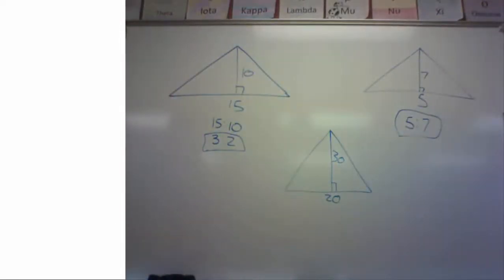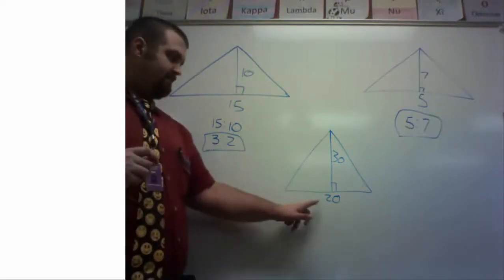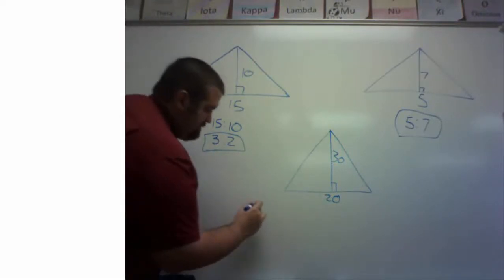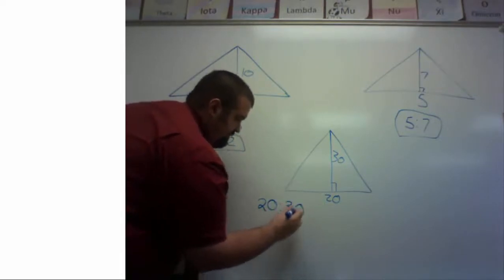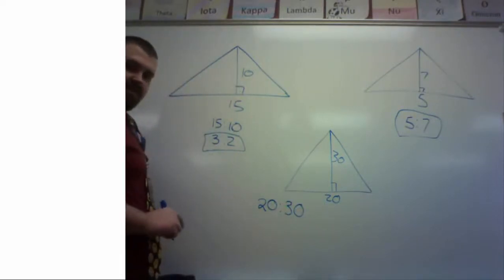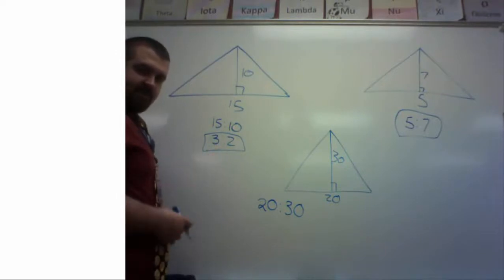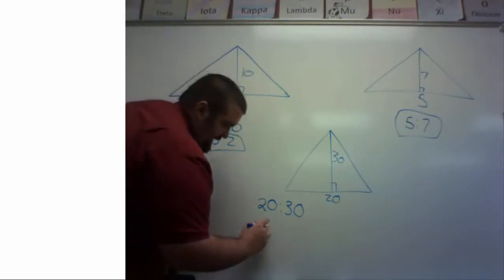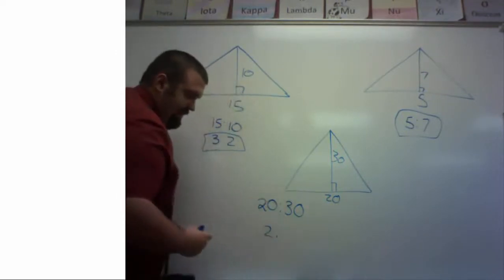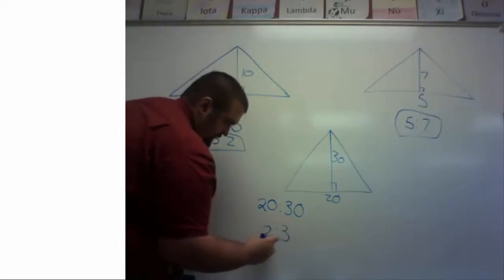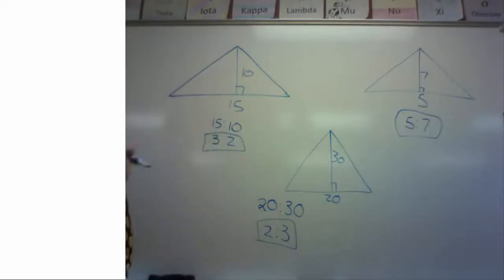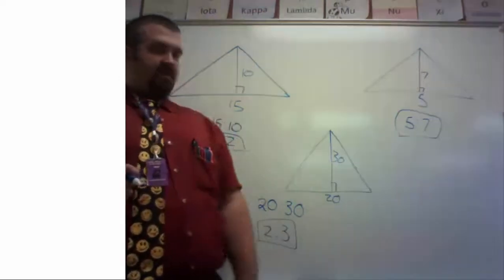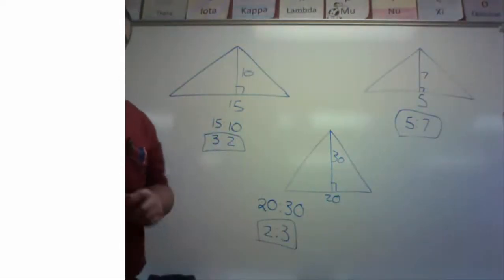And last but not least down here, 20 is my base, 30 is my height. Both of those end with a 0. They're both multiples of 10. Divide 20 by 10, I get 2. Divide 30 by 10, I get 3. So this ratio is a 2 to 3 ratio. This is a 3 to 2 ratio, and that's a 5 to 7 ratio for base to height.